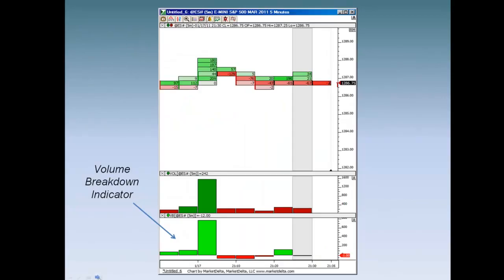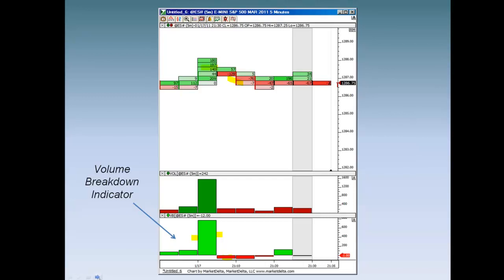Now, there's also another indicator which we talked about before, which is called the volume breakdown indicator, and this shows us a visual representation of the actual delta for each time bar. So in this case, we had a big positive delta, and sure enough, prices went up. In this case, we had a negative delta, and sure enough, prices went down.